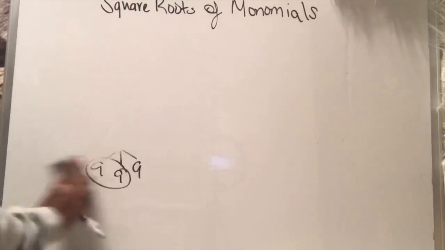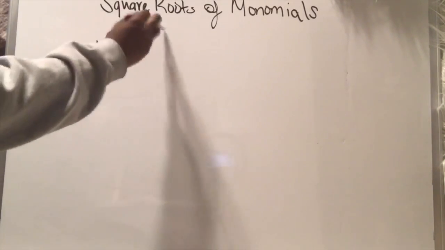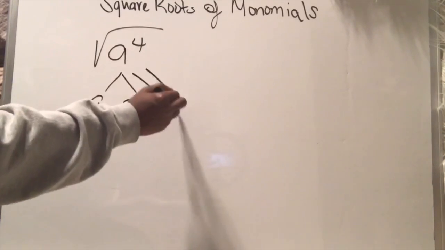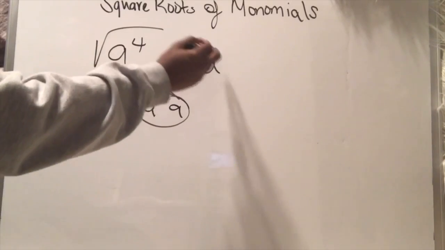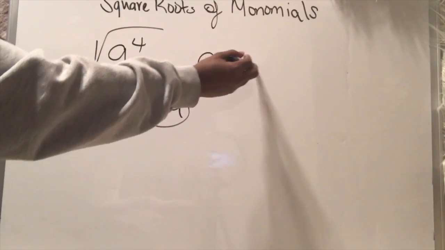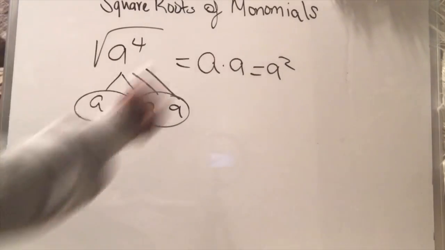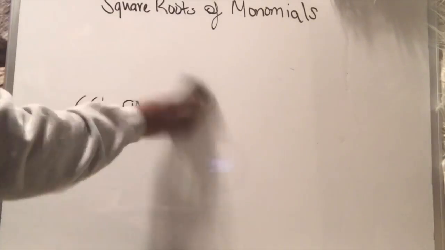And if we had the square root of A to the 4th, that's A times A times A times A. So we have 2 pairs. So we have A times A, which equals A squared. So the square root of A to the 4th is A squared because we have 2 pairs.